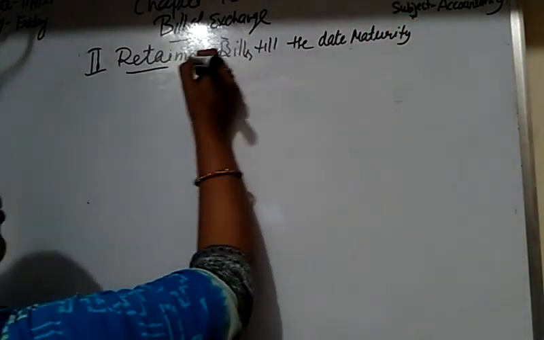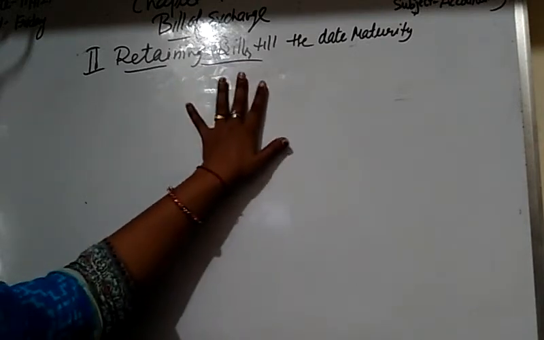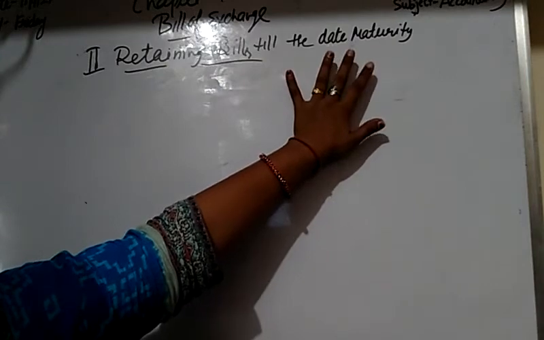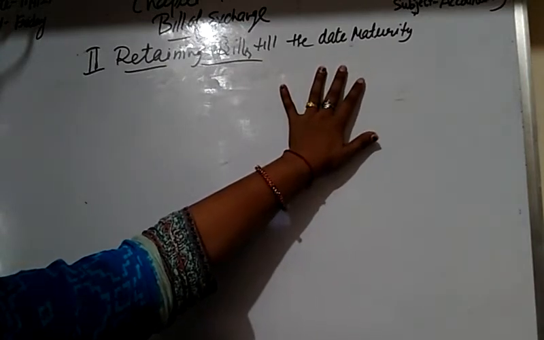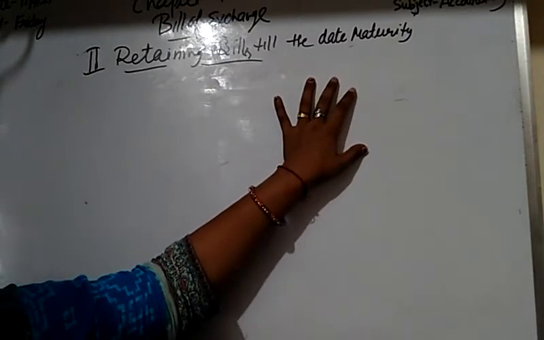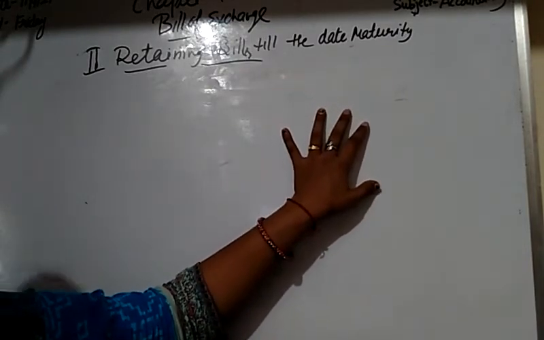So students, the drawer, who draws the bill, who makes the bill, we also call the seller. When the seller holds the bill till the date of maturity, it means the seller sold the goods on credit and he holds that bill till the date of maturity. At that time, what entry will be passed? I told you the entry, we are now doing the questions.